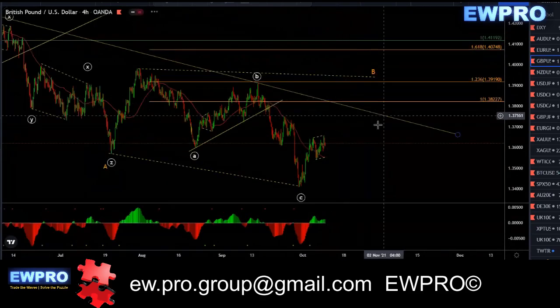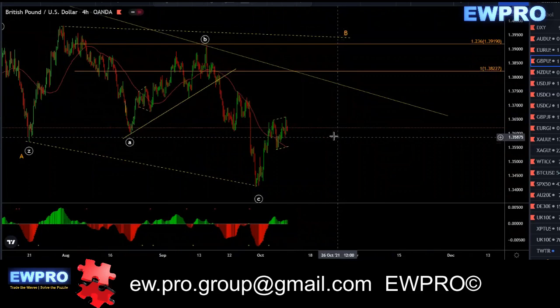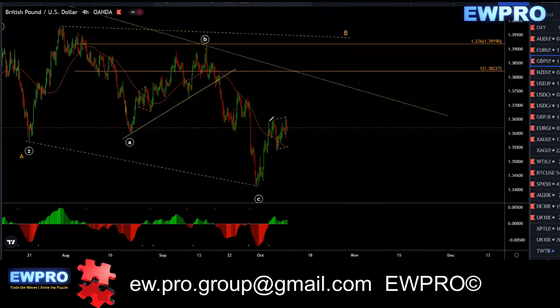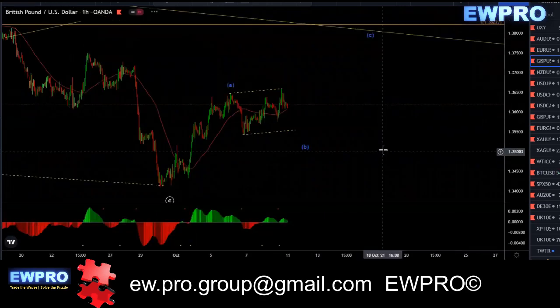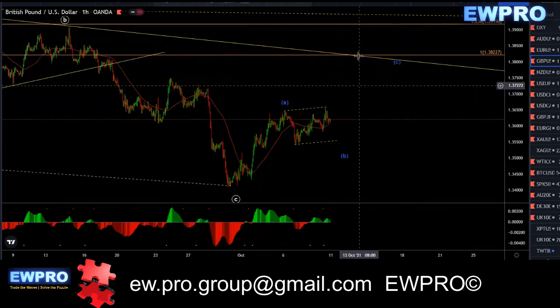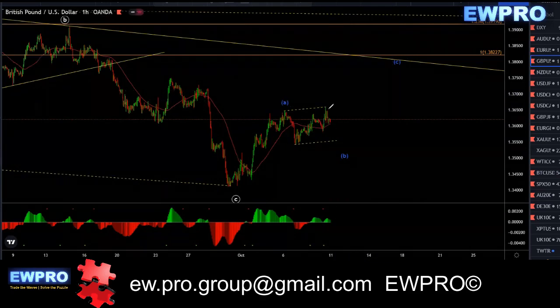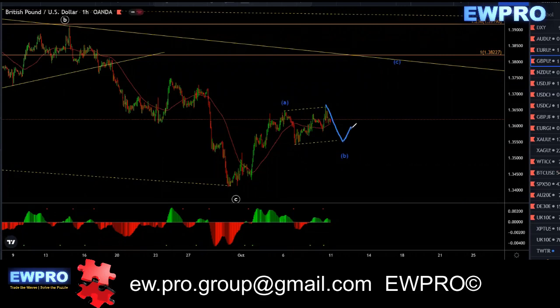On the H4, really want to see, we're sort of starting to get a correction in here, looking for a little running flat in here and then more upside. If you go down to the H1 quickly, I'm looking for a little bit more downside in here in the internal C wave. And then if you get a little buy setup, then you can look for that C up.